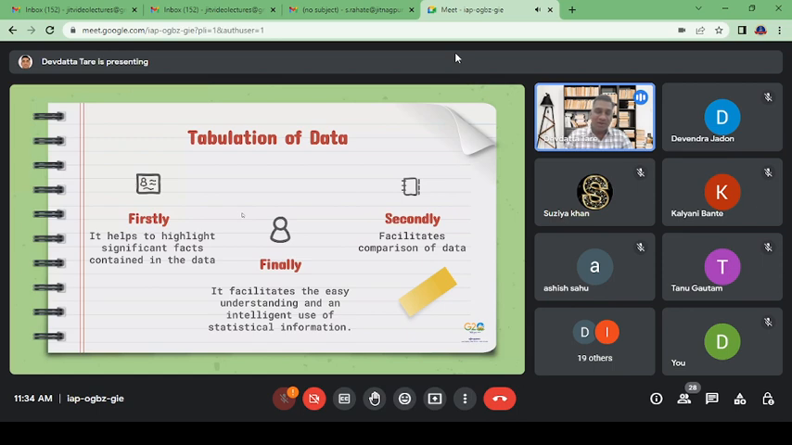Now we will discuss what a tabulation of data is. First, what it is and why it is. It is helpful in highlighting the significant facts contained in the data. What is data? You went to a survey, you went to a field and you collected samples from around 500 people. You got responses from 500 persons. Now 500 persons have replied to your 20 questions, so you have data of around 10,000 parameters. If you have to analyze that data, how boring that work is. But if you highlight it in some types of tables, it's easy for you as a researcher to gauge the sense. Then, if tabulation is there, it facilitates comparison of data. And finally, it is easy for understanding and getting a sense of statistical information.